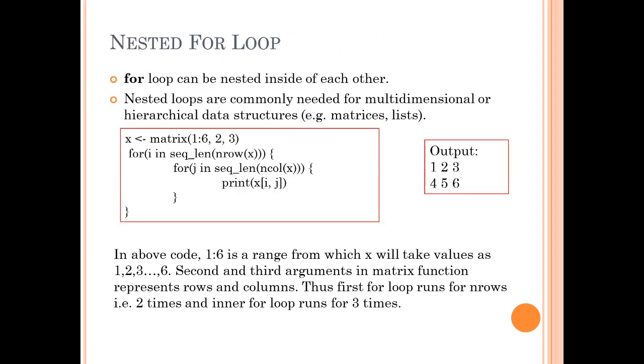Moving forward, as we all know, we can have a for loop inside a for loop, which is known as nesting. The nesting of for loops is done quite similarly to how we do it in C or C++ programming. What we are doing here is creating a matrix having values from 1 to 6, arranged in 2 rows and 3 columns, and calling that matrix X.